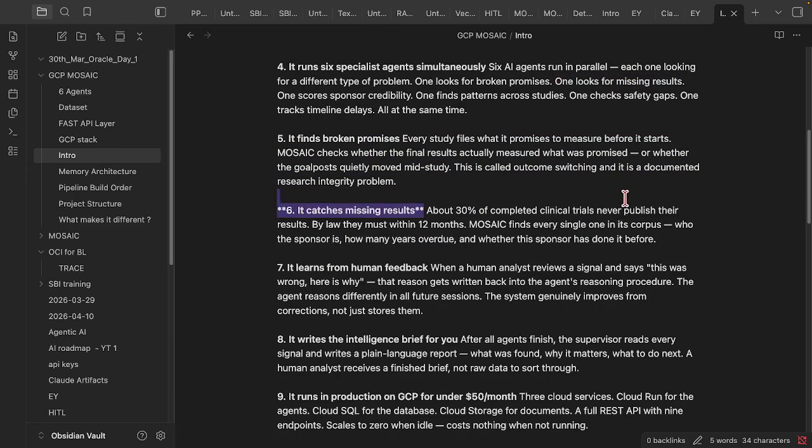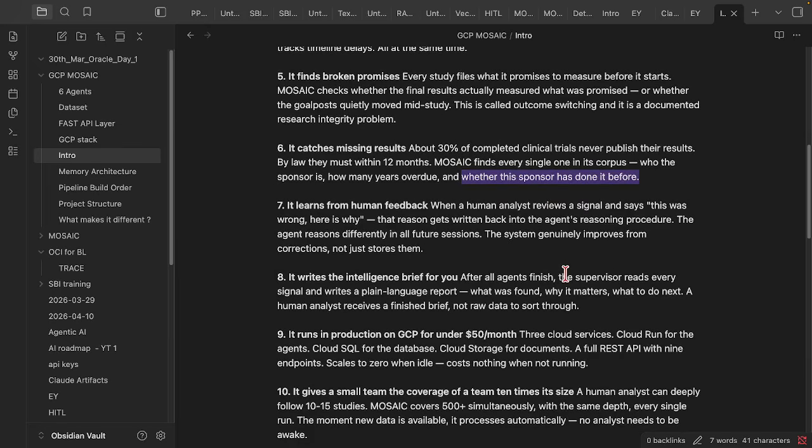About 30% of the completed clinical trials never publish their results. That is astounding. By law they must within 12 months. Just imagine, out of 100 research studies, 30 never publish their research. And Mosaic finds every single one of them in the corpus: who the sponsor is, as in who has performed and backed that research, all of that, how many years are overdue, and whether this sponsor has done it before. It's like asking whether this particular bank customer has defaulted on a loan in the past.